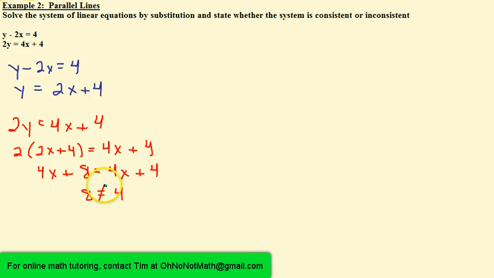So that's a situation where the lines are parallel. There are no solutions. There's no place where the two lines intersect. So when you get a nonsensical answer, you know that's the situation you have. And since there are no solutions, we would say that the system of equations is inconsistent. Okay, let's look at the last example.